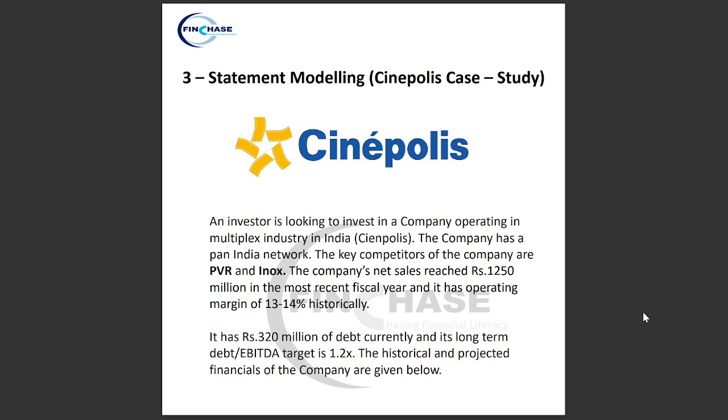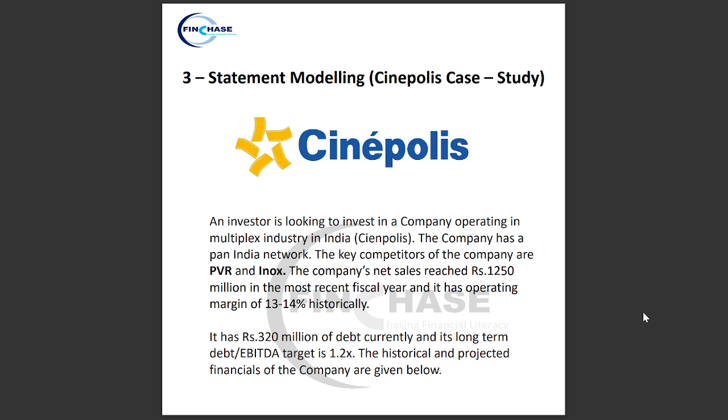First of all, a brief overview. Okay. So in this part, it is written like an investor is looking to invest in a company operating in multiplex industry in India, that is Cinepolis. So we know like Cinepolis is a company which is operating in multiplex industry. All right, and there is an investor who is looking to invest in Cinepolis. Okay, and he appointed us. He wants from us कि वो हमसे ये चाहता है कि हम इस कंपनी का एनालाइज करें, फाइनेंशियल स्टेटमेंट्स बनाकर उसको दें एंड उसको बताएं कि हमारे अकॉर्डिंग इस कंपनी में तेरे को इन्वेस्ट करना चाहिए या नहीं करना चाहिए.